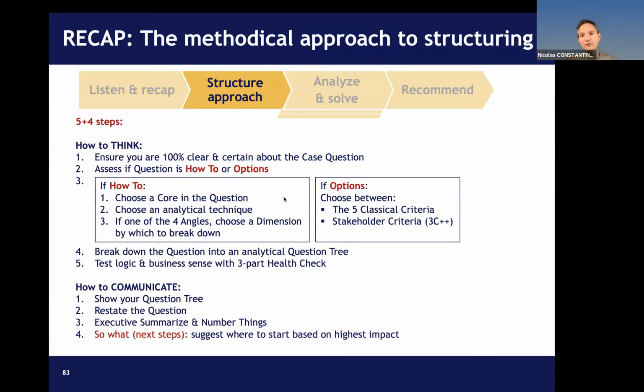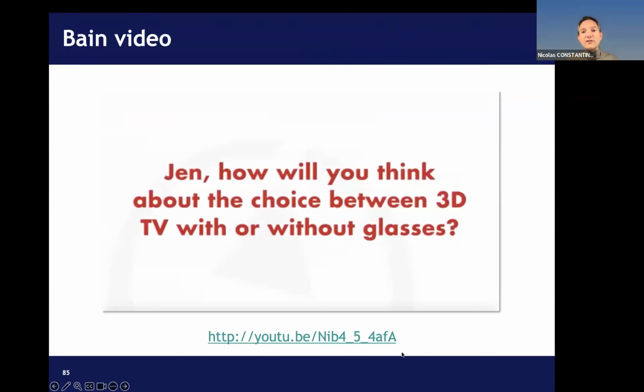What I want to invite you to do, we're not going to do it now because we've run out of time, but I think a cool exercise is to go back to the Bain videos and look at these 3 women and try to critically assess their structures. First, you can see what kind of question this is. This is clearly an options question. There's a choice between 2 options, 3D with glasses or 3D without glasses. Look and try to assess their structures. I'll give you a hint. 2 of them are very good, but for different reasons. Each one has something really good in it, but there's also something missing in it. And one of those structures is actually very poor.